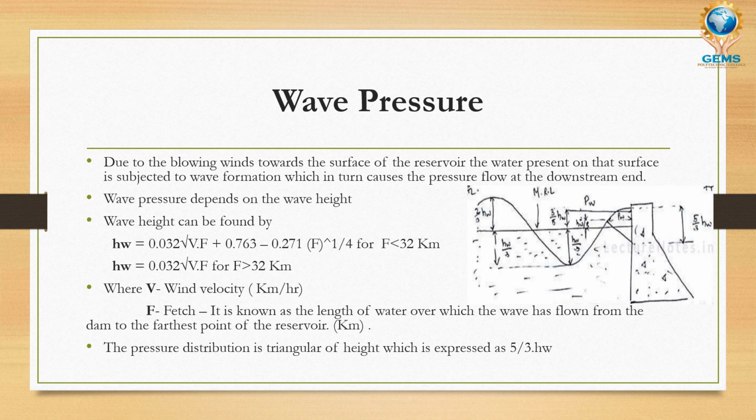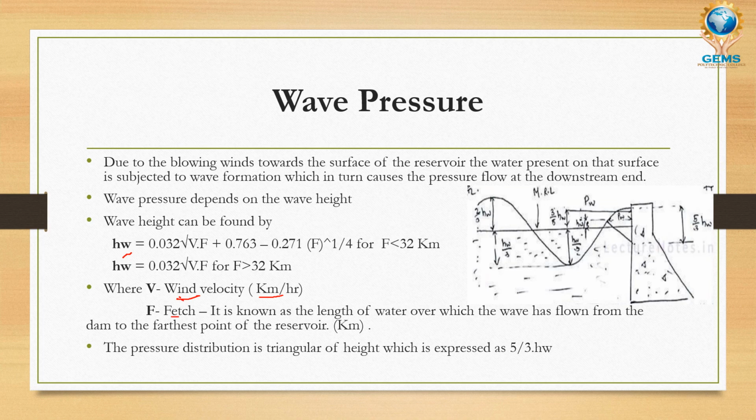This wave pressure depends on the wave height. Kindly note this because it is important. The wave height can be found by the formula I have mentioned here: hw, which is denoted as the height of the wave, equals 0.032 × √(VF), where V is the wind velocity, measured in kilometers per hour, and F is nothing but the fetch.